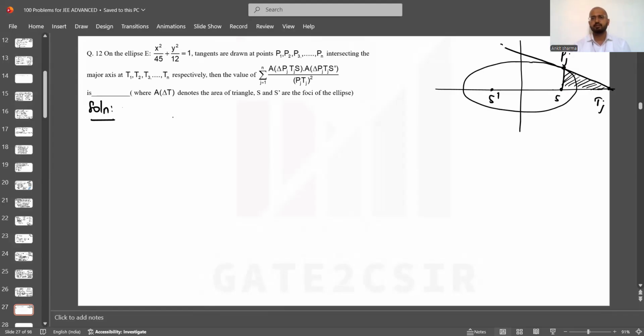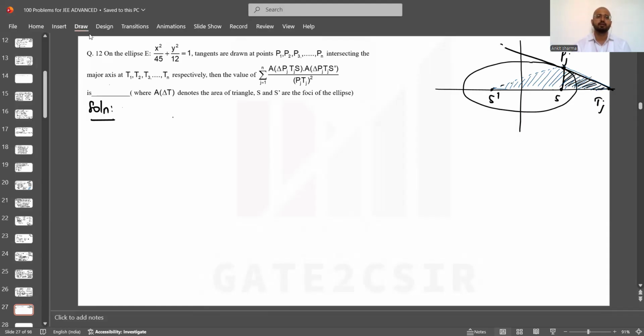Then we also have P_j T_j S dash. P_j T_j S dash means this triangle basically. So I'll draw it. So I want the area of this triangle also, P_j T_j S dash. So this triangle also I did.